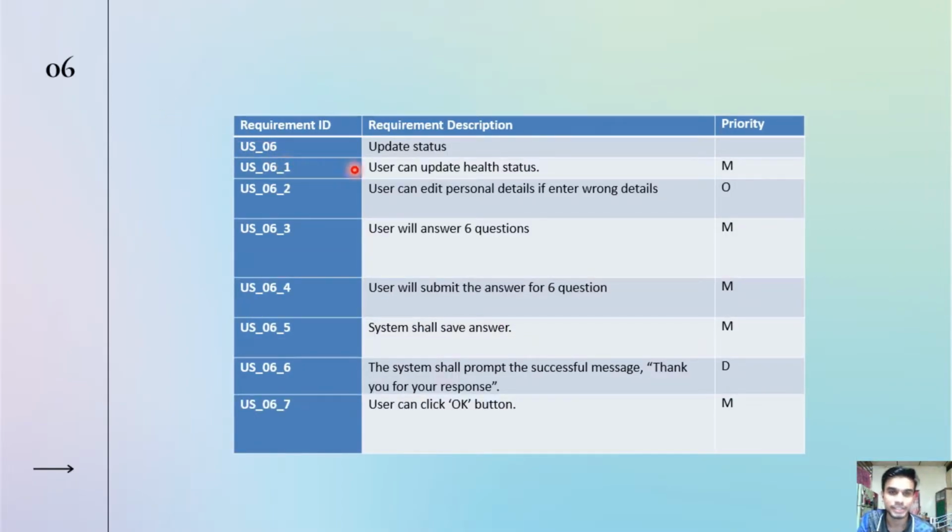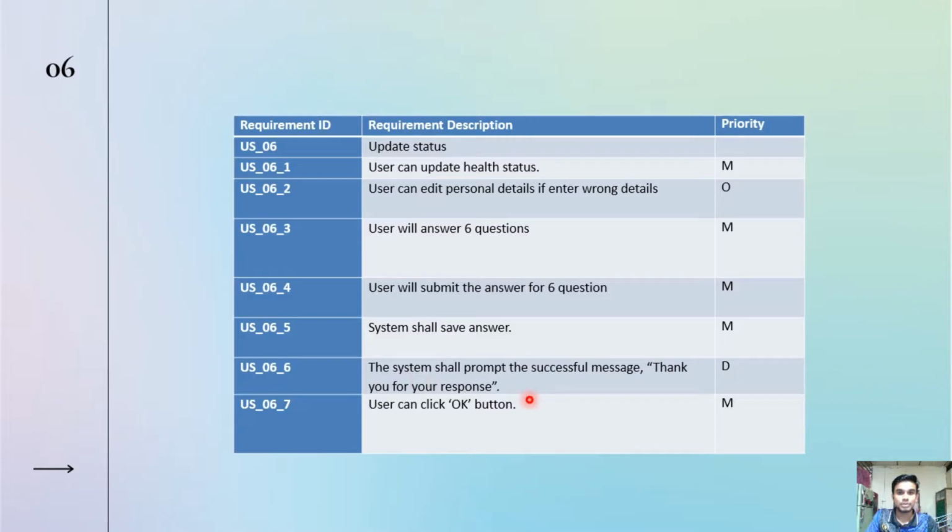Now is update status for the user. The user can update health status. The priority is mandatory. The user can edit personal details if they entered the wrong details. It's optional. The user will answer 6 questions. It's mandatory. The user will submit the answers for the 6 questions. It's mandatory. They must press the submit button. The system shall save the answer. It's mandatory. The system must save the answer in the database.